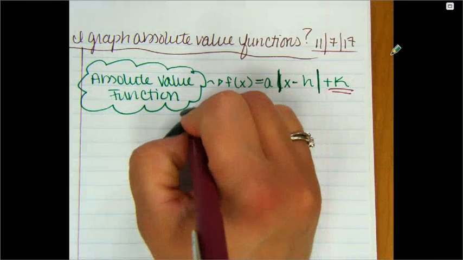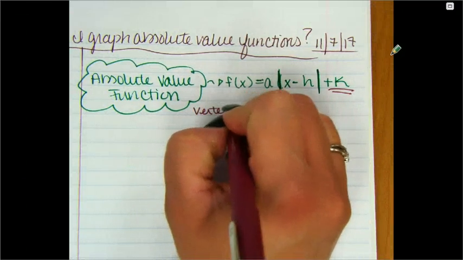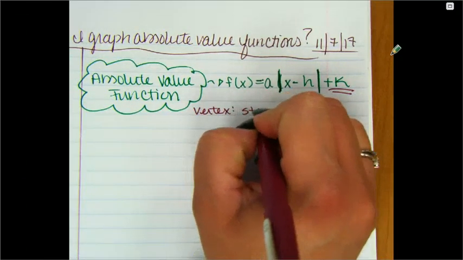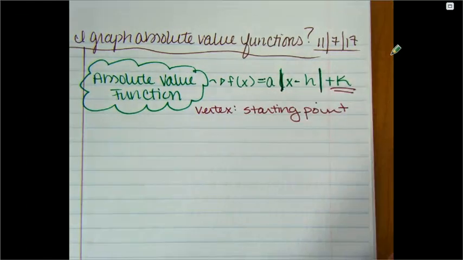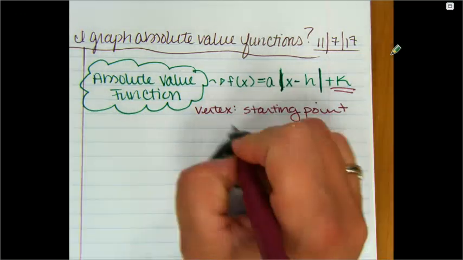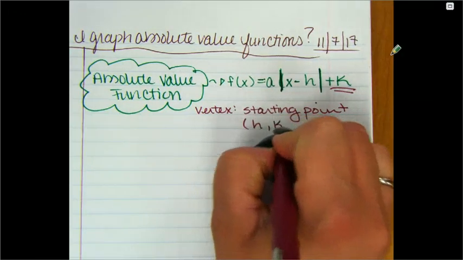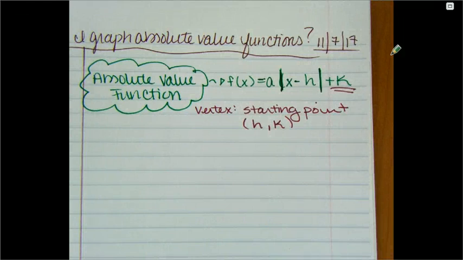So here's your vertex. We have what's called a vertex. The vertex is what we call the starting point. The vertex is h comma k.